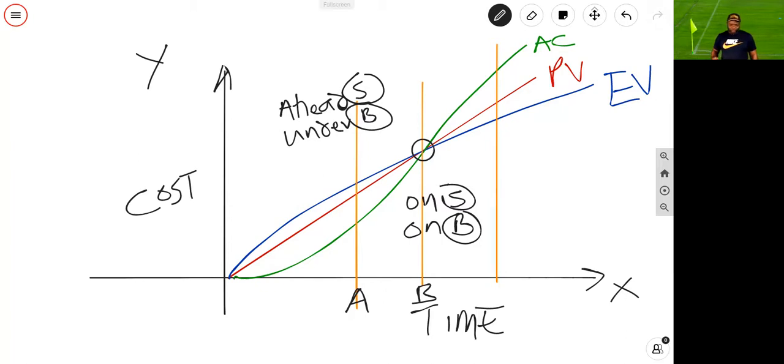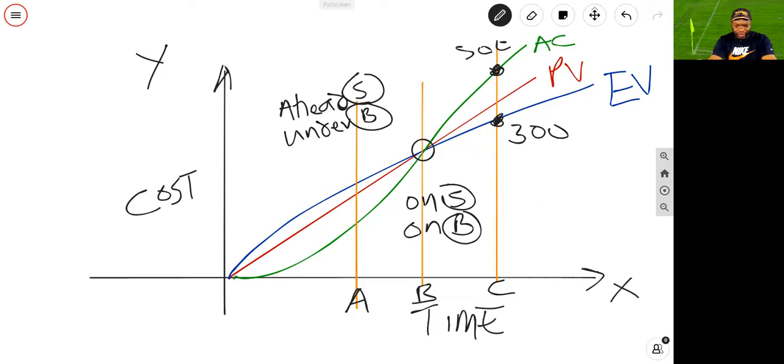Last but not least, point C. As you can see here, the actual cost and the planned value lines are above EV. So what does that mean? Well, right here, that means you're spending more money than the work you're getting done. The AC actual cost is more than the EV. So you got, let's say, a piece of work done for $500, but that work is only worth $300. So imagine it like that, 500, 300.